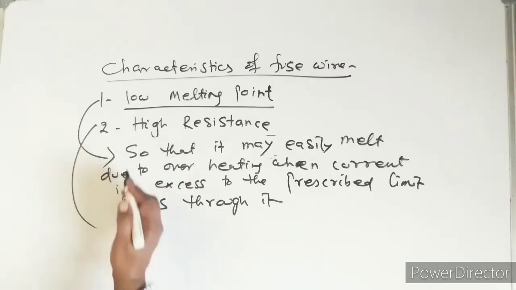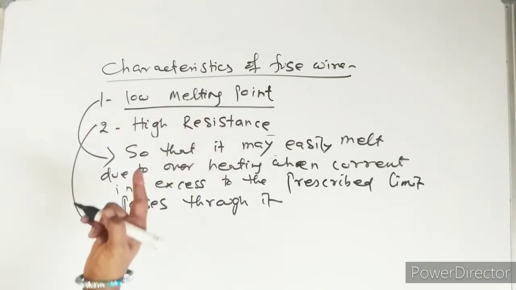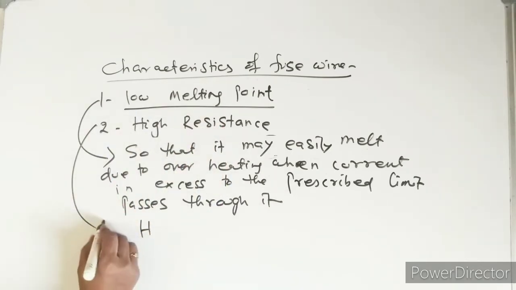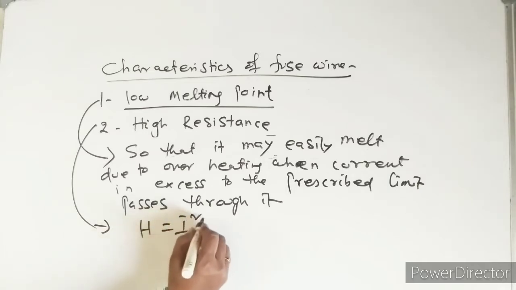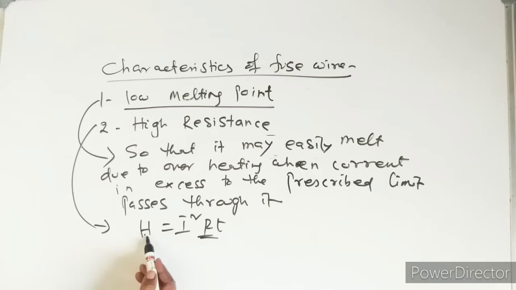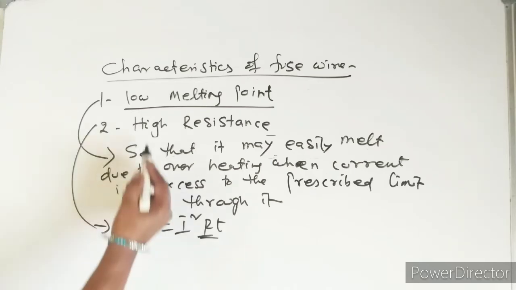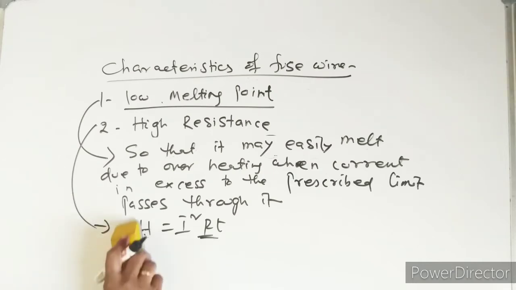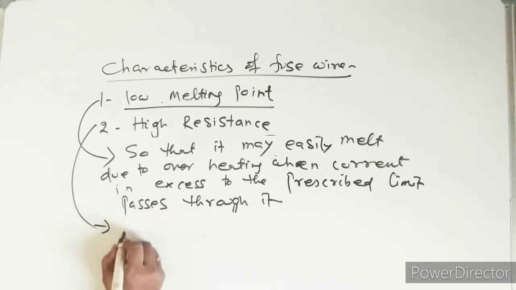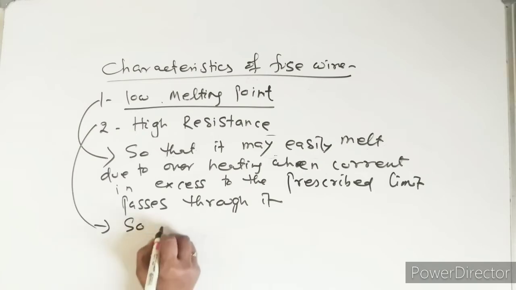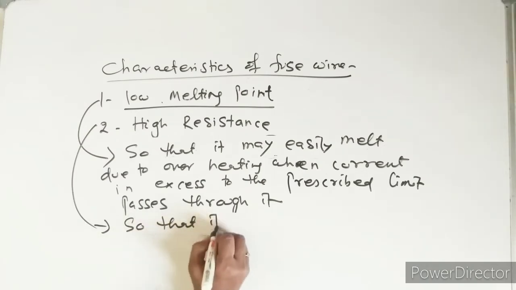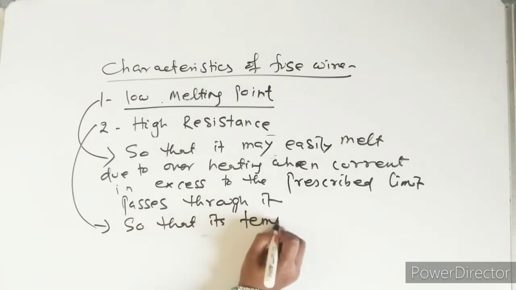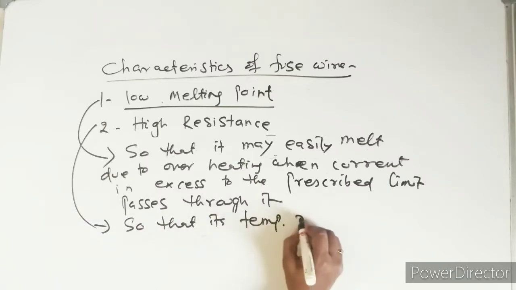Why is it taken of high resistance? So that the temperature will be more. The same thing, H equal to I square RT. The higher the resistance, the more heat generated, and the wire has a low melting point. So that is why high resistance, so that its temperature rises rapidly.